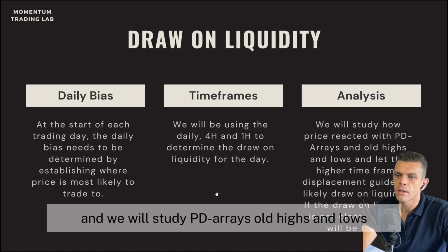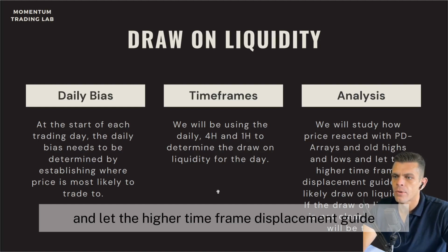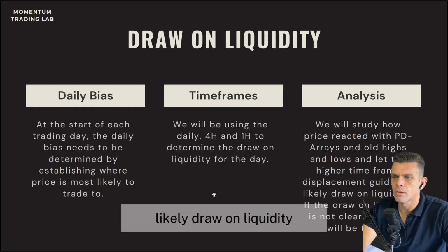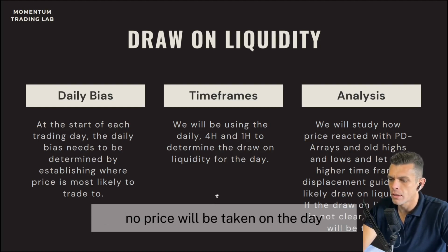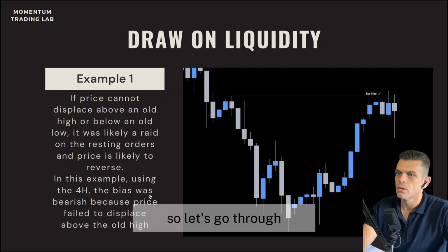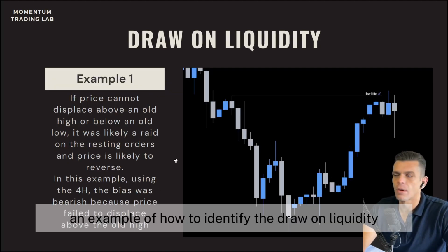We will study the PD arrays, all the highs and lows, and let the higher time frame displacement guide the likely draw on liquidity. And if there is no clear draw on liquidity, no trades will be taken on the day. So let's go through an example of how to identify the draw on liquidity.